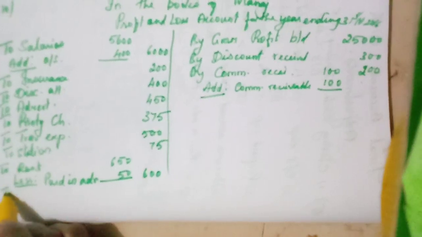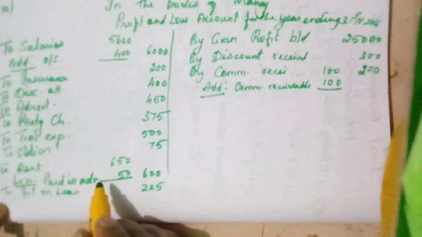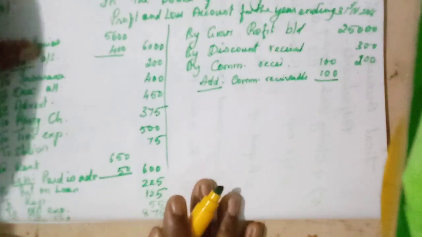Interest on loan, 225. Repairs, 125. Office expenses, 55. General expenses, 875. Postage, 175.